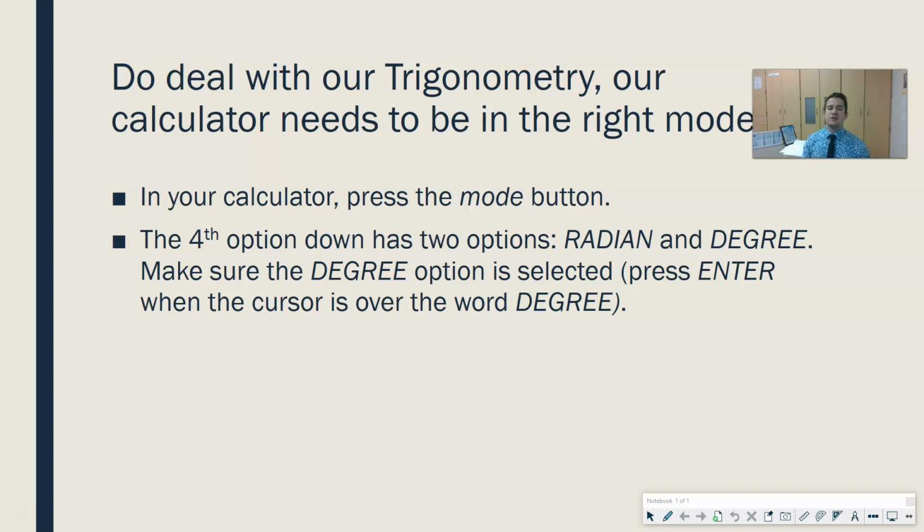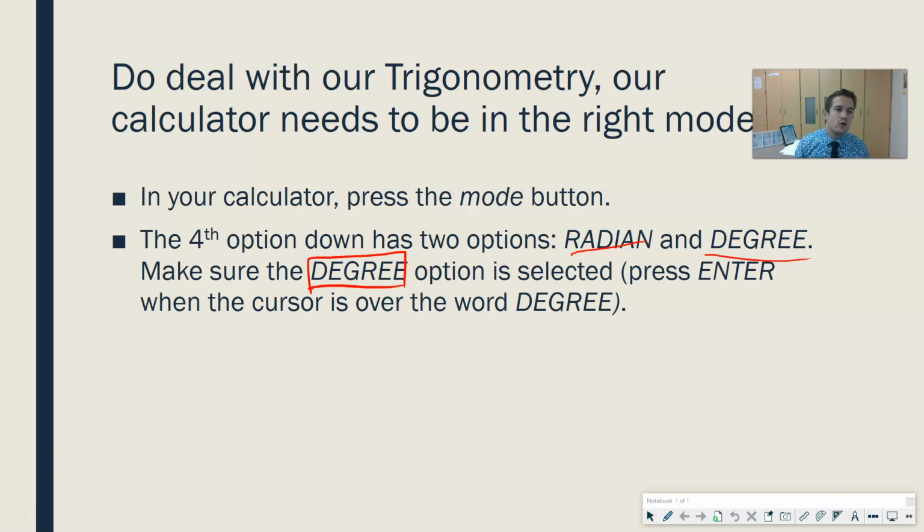So in your calculator, whether you're using a calculator like mine, or Desmos, or one of your home calculators, this might be a little bit different. But in my calculator, if I push the mode button, which is up here next to this blue button, and I go down to the fourth option, there's a radian and a degree option. Make sure that whatever calculator you're using, with everything we do in this unit, the degree option is selected. Then you press enter when the cursor is over degree, and you should be in good shape.